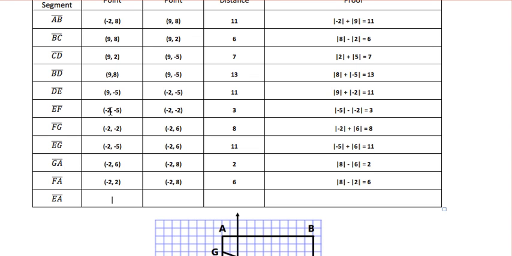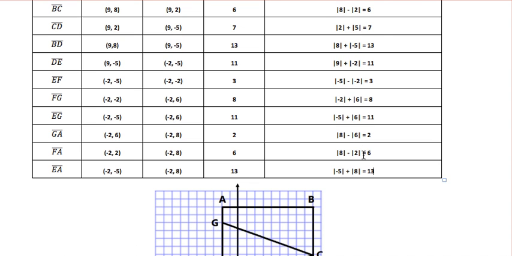And our last point is EA. E is -2, -5. And A is -2, 8. The distance between the two, our x values are the same, our y values have opposite signs. So we'll add them together, the absolute values, and get 13. And our proof would be the absolute value of -5 plus the absolute value of 8 equals 13.